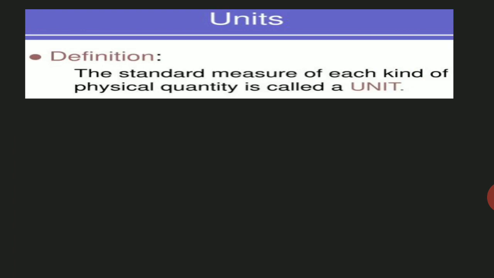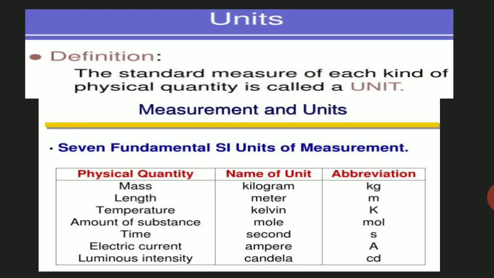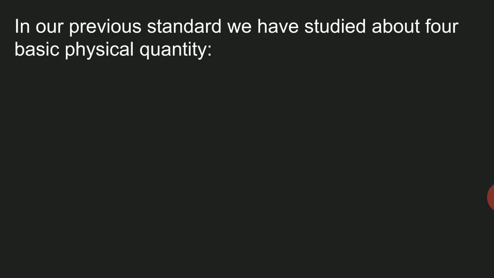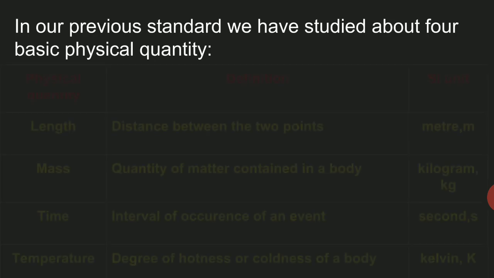Unit. What is a unit? The standard measure of each kind of physical quantity is called a unit. We have learned last year 7 fundamental SI units of the physical quantities: mass, which is kilogram; length, which is meter; temperature, which is Kelvin; amount of substance, which is mole; time, second; electric current, ampere; and luminous intensity, candela. Out of this, let us define 4 basic physical quantities.